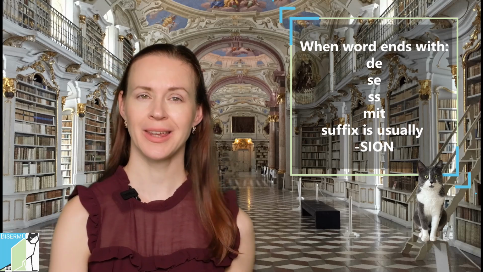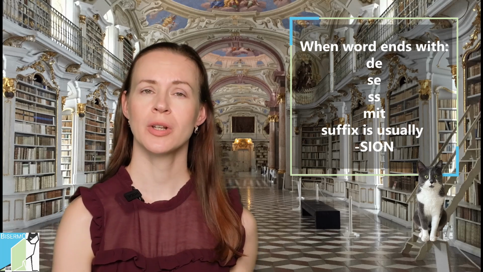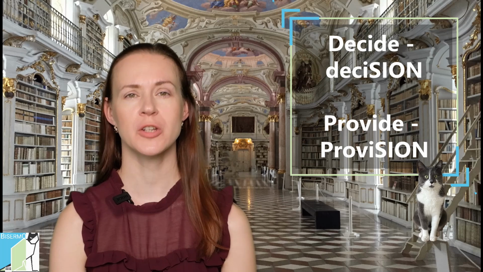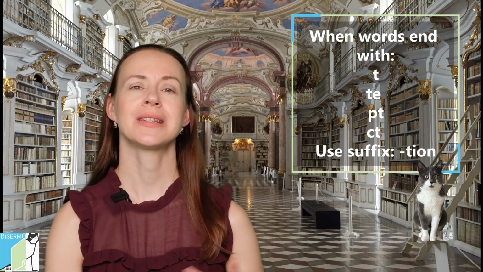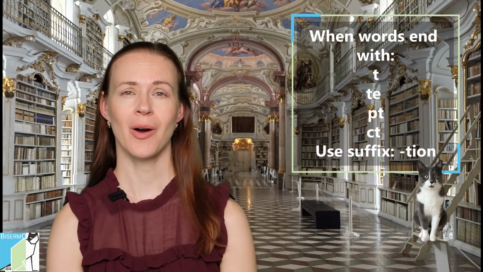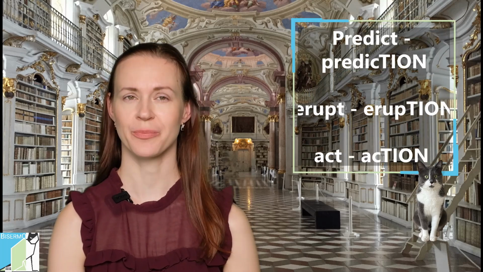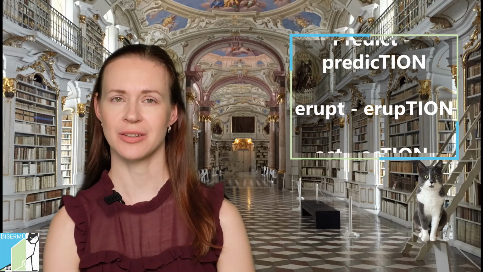The suffix we use to form nouns often depends on the last letter or letters of the original word. When the original word ends with -de, -se, -ss or -mit, the suffix used is usually -sion. For example, decide, decision, provide, provision, discuss, discussion. If the original word ends with -t or -te, -pt, -ct, you can use -tion. For example, predict, prediction, erupt, eruption, act, action, edit, edition.